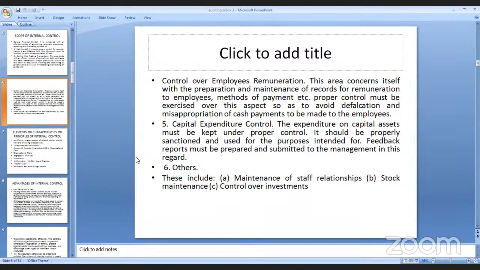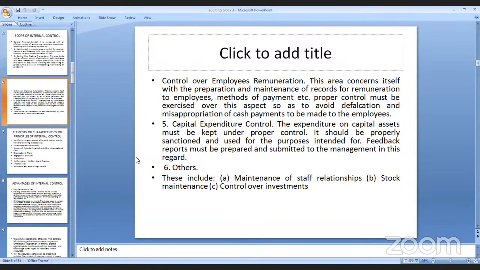Generally, the organization will prepare a report on the remuneration. Here, they must follow that report. According to that report, they need to fix the salary of the employees. Next, capital expenditure control. Expenditure spent on capital assets must be kept under proper control. It must not be more and it must not be less.